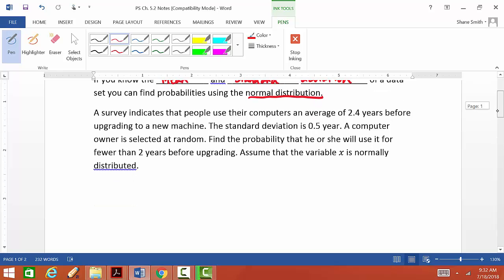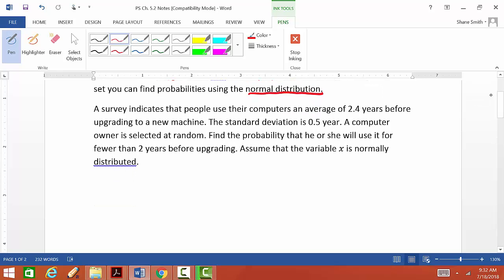The first problem is, a survey indicates that people use their computers on average, so they have to give you the mean, of 2.4 years before upgrading to a new machine. The standard deviation, I have to give you that as well, is 0.5 year. A computer owner is selected at random. Find the probability that he or she will use it for fewer than 2 years before upgrading.